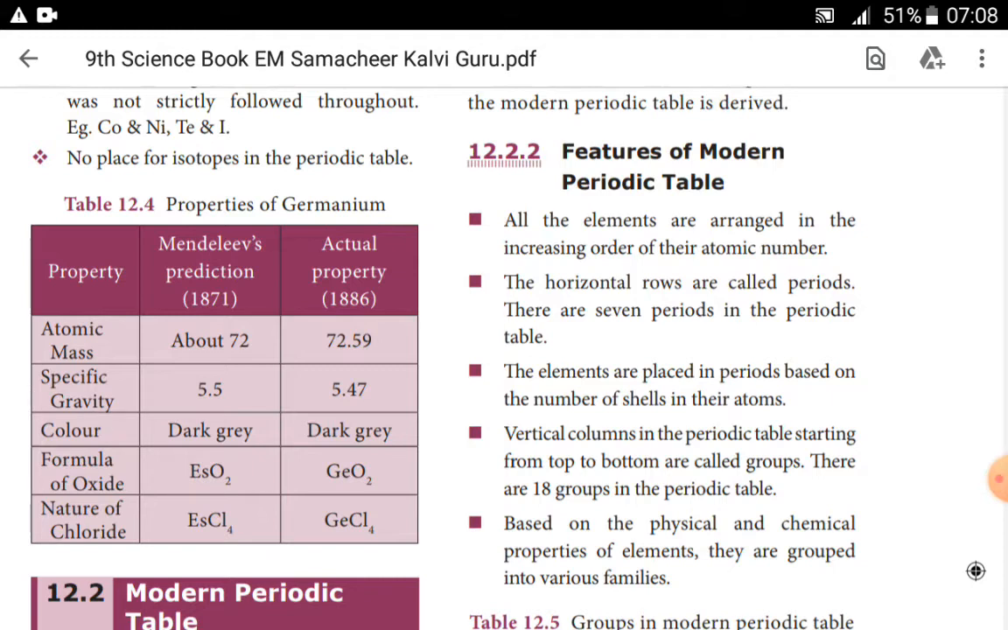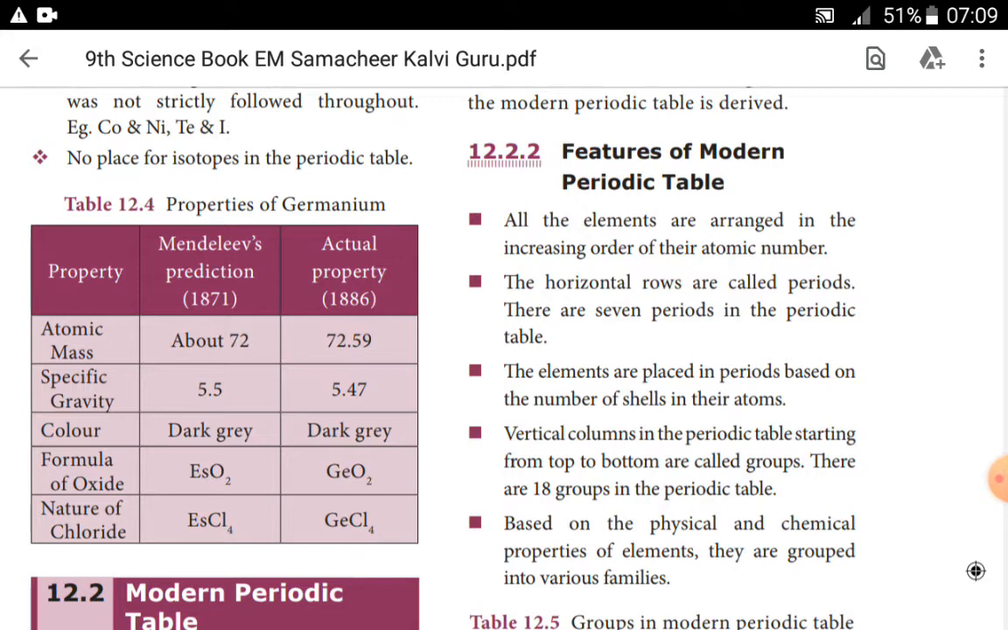Then also, according to the Mendeleev periodic law, there are groups and periods. The elements present in the horizontal rows are called periods. Totally there are 7 periods in the modern periodic table, and the elements present in the vertical columns are called groups. The elements are placed in a period based on the number of shells in their atom. The vertical columns, from top to bottom, are called groups.